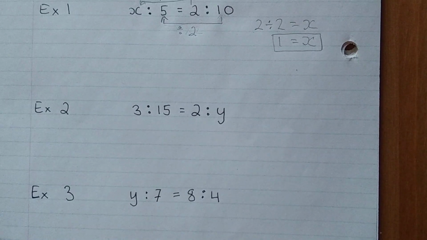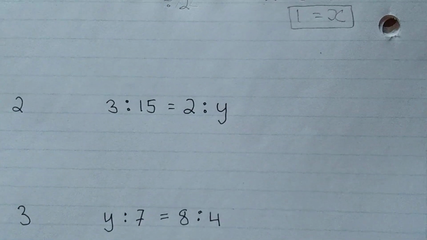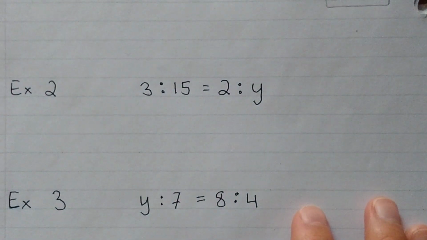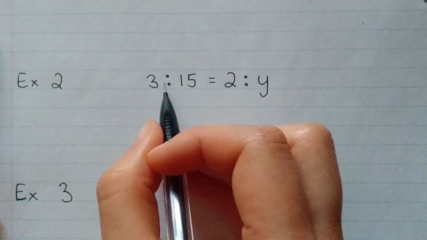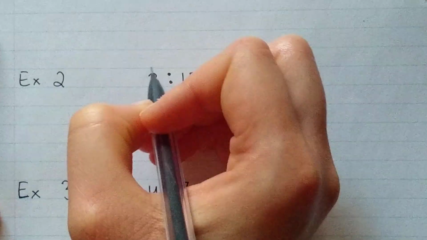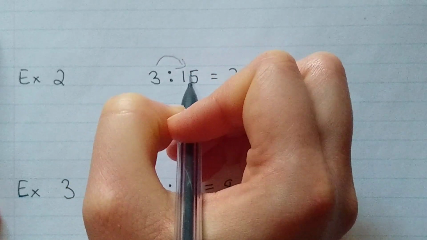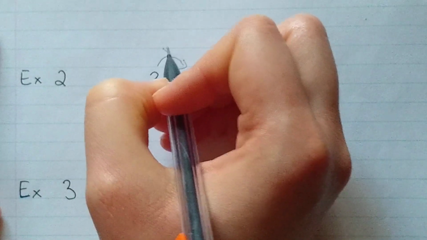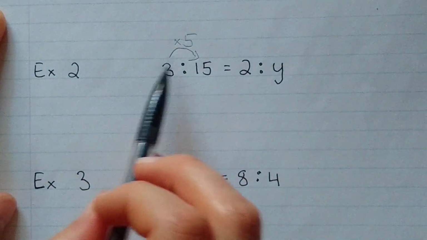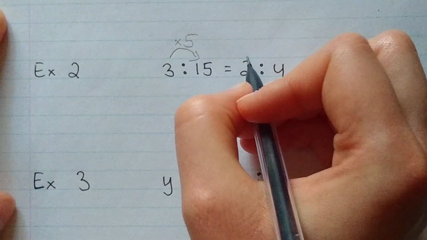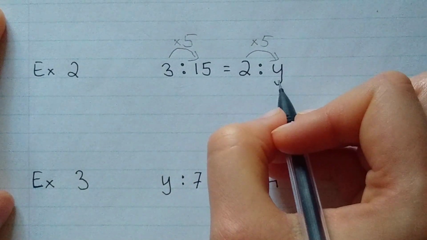Okay, let's do another one. Here we're missing y. So I notice right away that there's a relationship, this time not between first and last, but inside each ratio. So if I go this time left to right, 3 times what equals 15? 3 times 5. And because of this, if I go from left to right on the other side, I should get the same thing. So 2 times 5 should give me y.